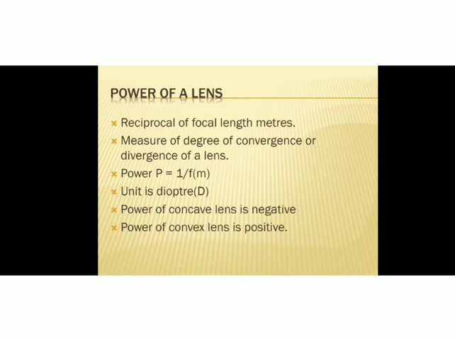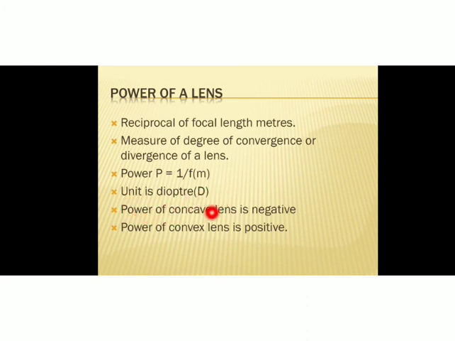Power is represented by the letter P. And what is the equation? Power P is equal to 1 by focal length. And this focal length should always be expressed in meters, otherwise we won't get the actual power of that lens. Okay, so the power of a lens is 1 by focal length, and that focal length should be substituted in meters in the expression. The unit of power is the diopter, capital D.